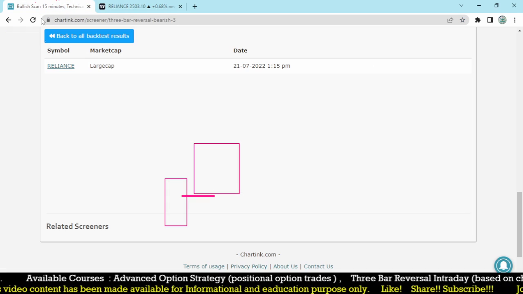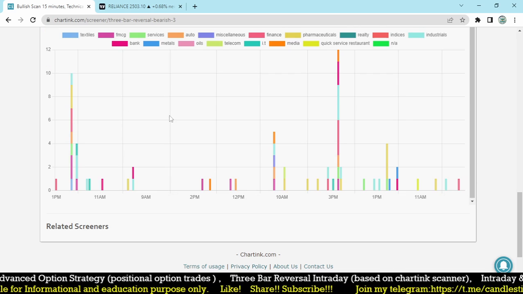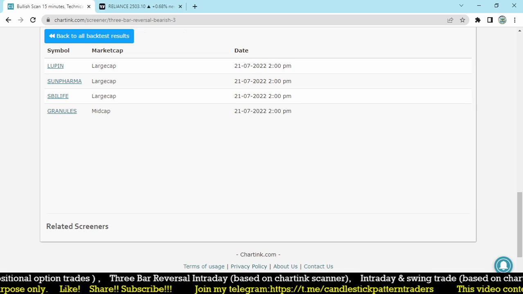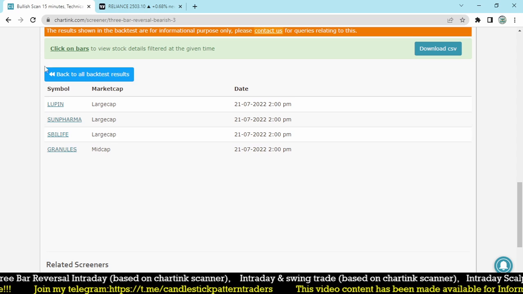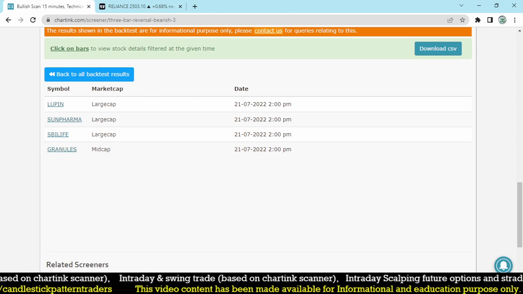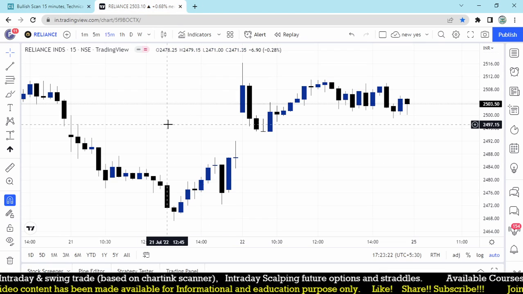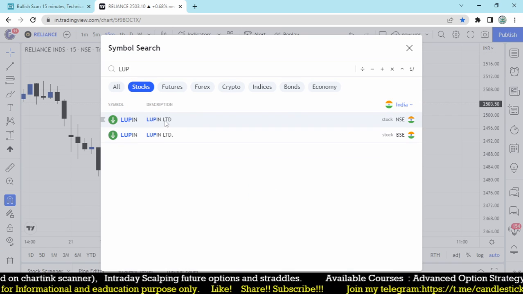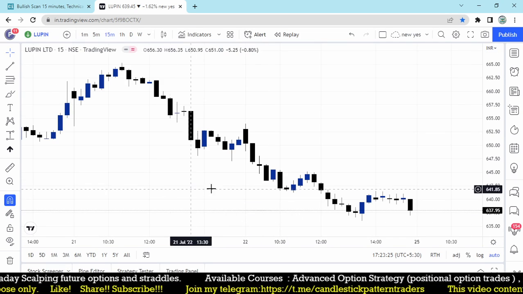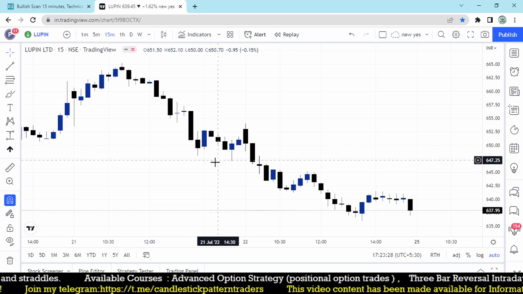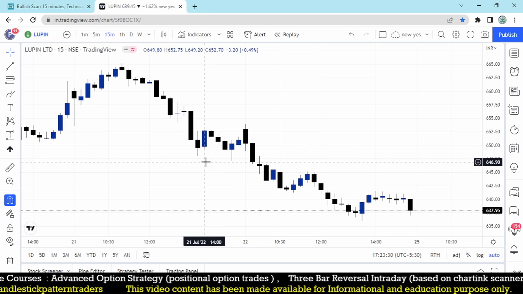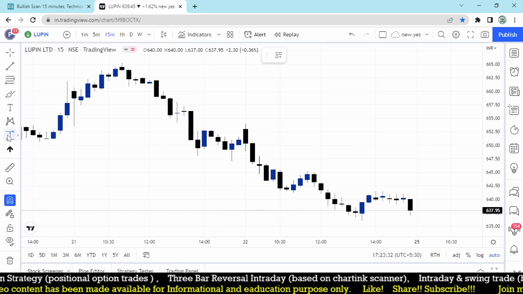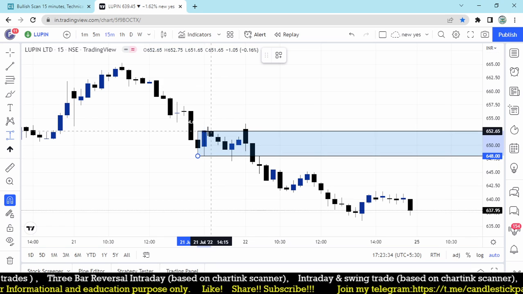And what about other trades? Okay, good, working good. At 2 p.m. we got a lot of stocks: Lupin, Sun Pharma, SBI Life, and Granules. Let me check Lupin. Yesterday around 2 o'clock, Lupin, maybe this triggers your stop loss. Let's check it out. This was a stop loss trade in Lupin.